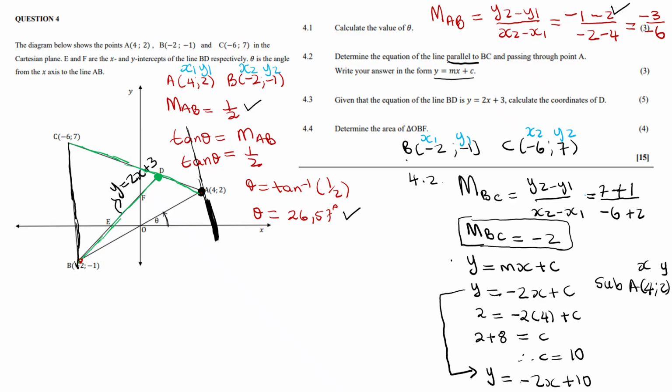And look at how many marks we are working on. 5 marks. So the marks tell you that, buddy, you need to do the work. You need to work. So now, how do we calculate the point of intersection?